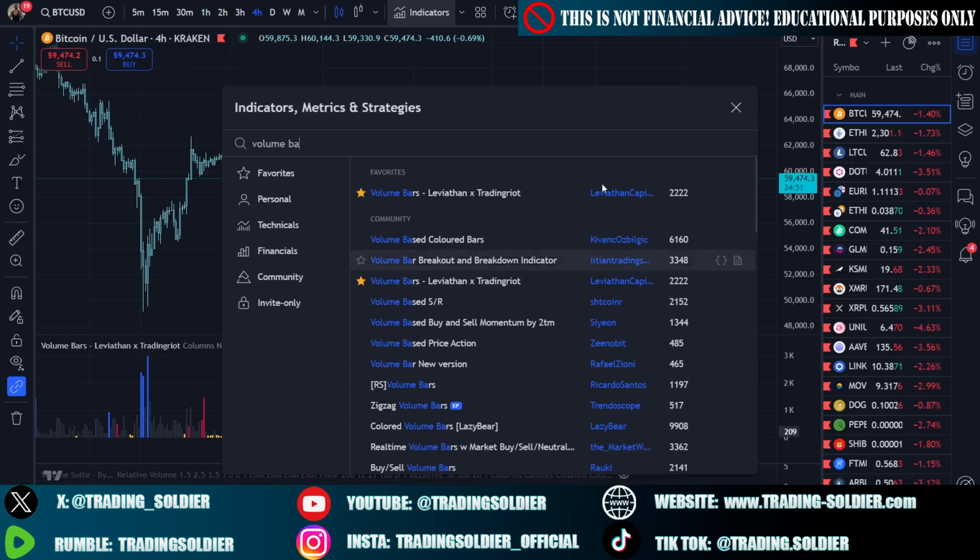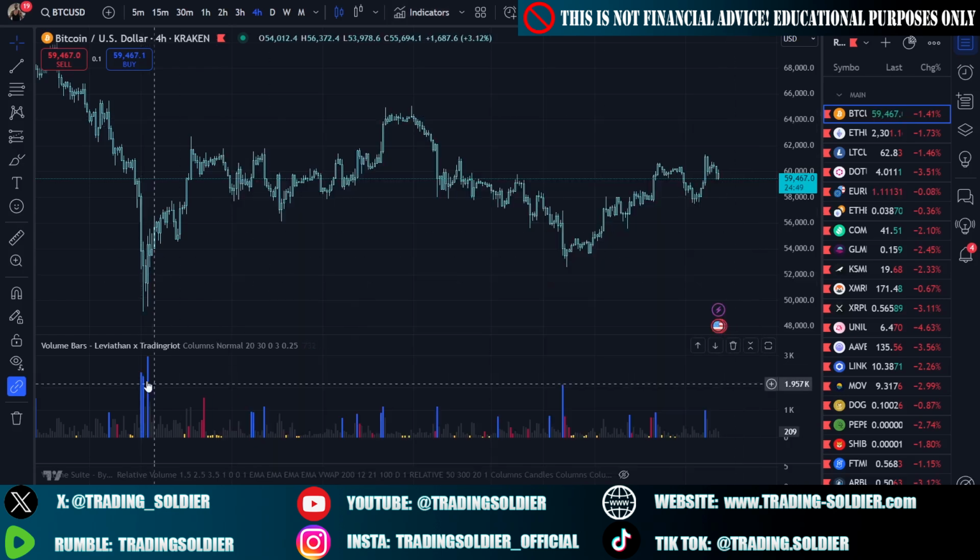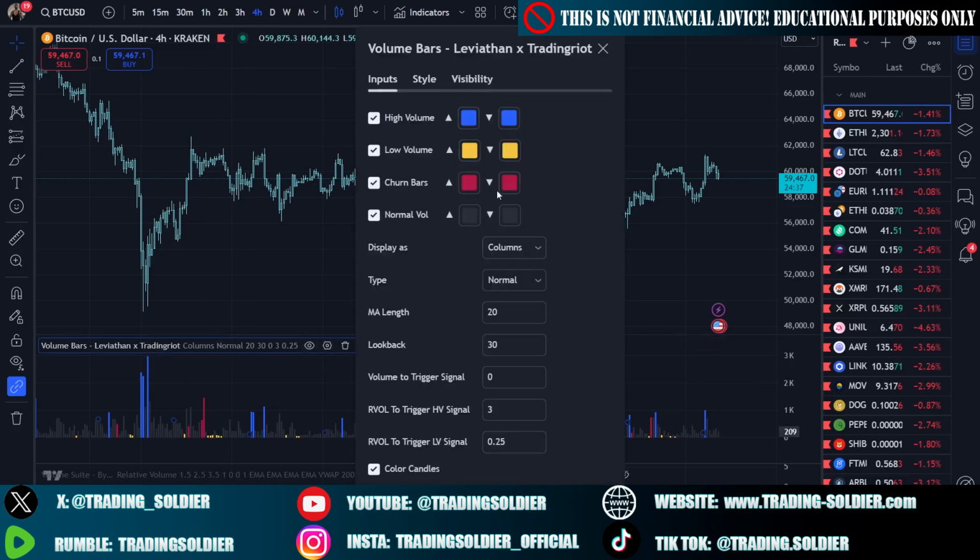So going back into the indicator, we can see here the blue bars that are the high volume bars, the red bars that are the churn bars, and the yellow or orange bars that are the low volume bars. Okay, you can change these settings in the indicator. You can change the colors, or instead of columns, you can put it into histogram.